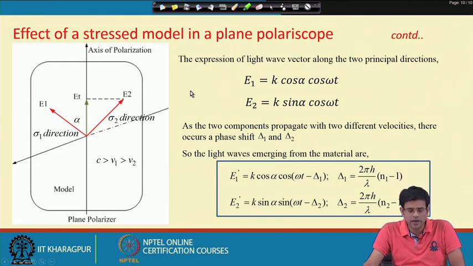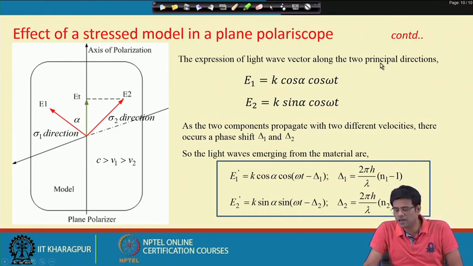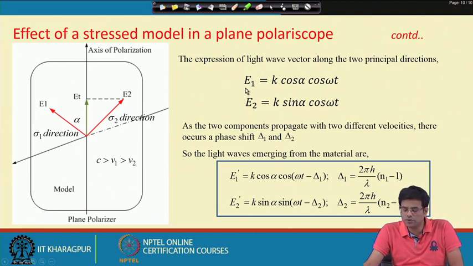Now, the light wave vector along the two principal directions we can decompose into K cos alpha cos omega t and K sin alpha cos omega t. This we know, and then the two components propagate with two different velocities, since the refractive indices in the two directions are different. So, naturally the two different velocities will occur in the two different directions.